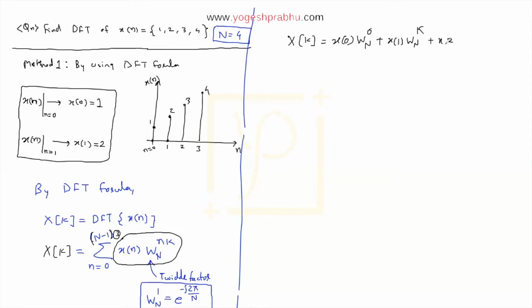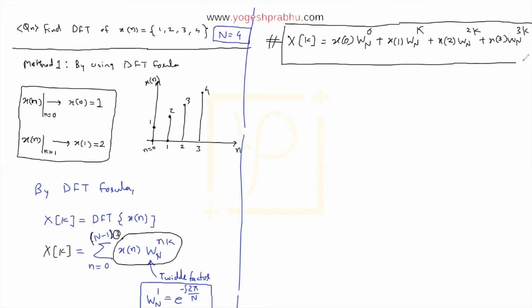This is x of 2 wn raised to 2k, and the next one will be x of 3 wn raised to 3k. So I basically got one expression for x of k. Now this is going to be my main expression. So let me highlight this a little bit. And from this expression, we will now write this down nicely. Let us write down the values here.